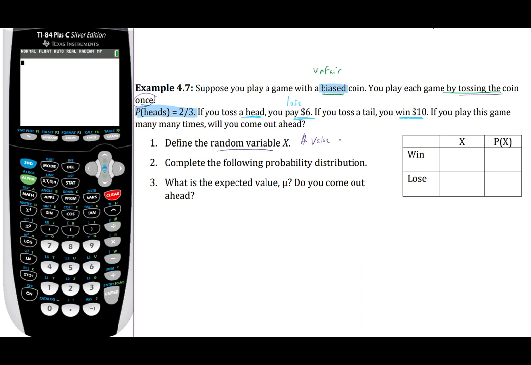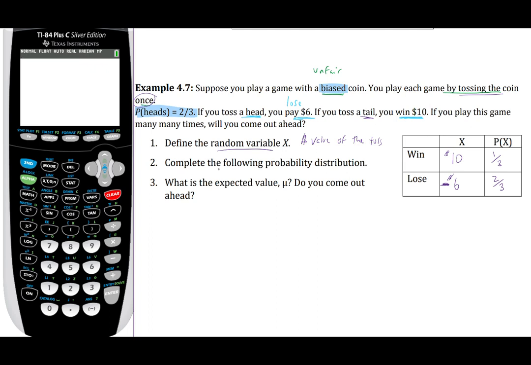The money value of the toss. I can win $10 or I could lose $6. Since I'm losing, I'm going to put -6 in there. Now, the probability of winning, well, I win if I get a tail, but it says the probability of heads is 2/3. Okay, so the probability of losing is 2/3. The complement of heads would be tails, so the complement of 2/3 would be 1/3. And now I have my probability distribution.